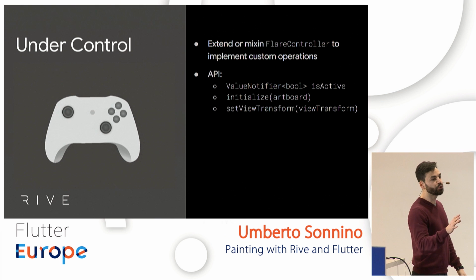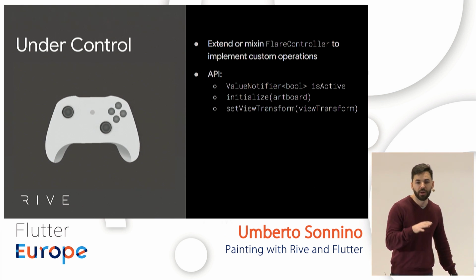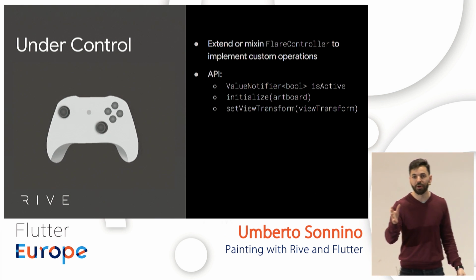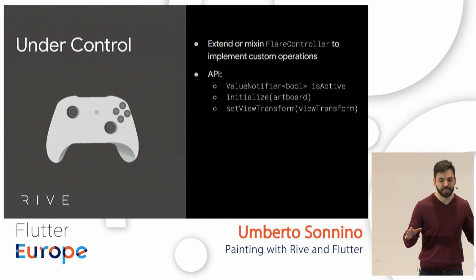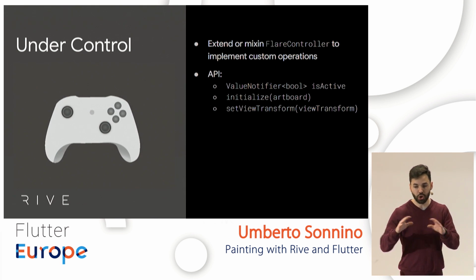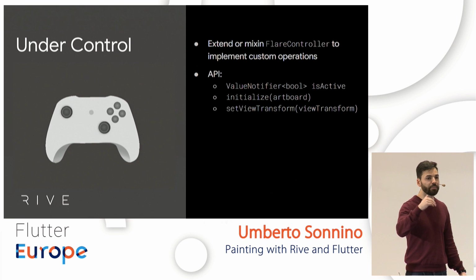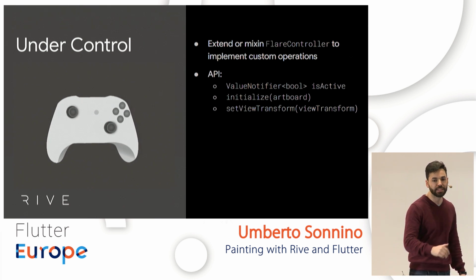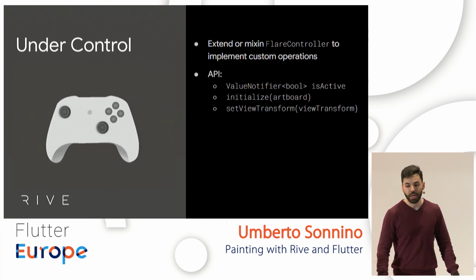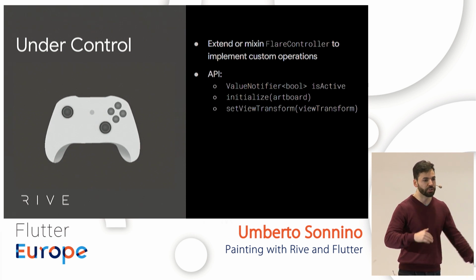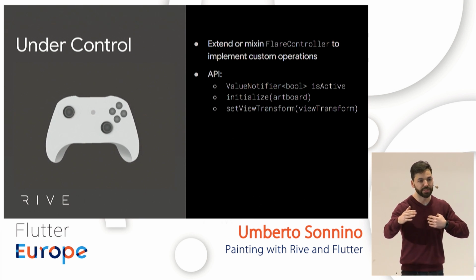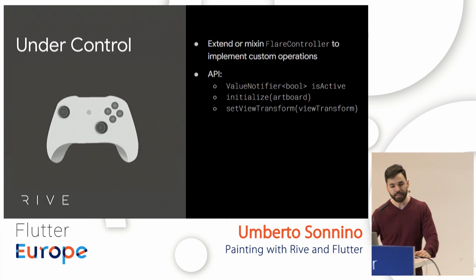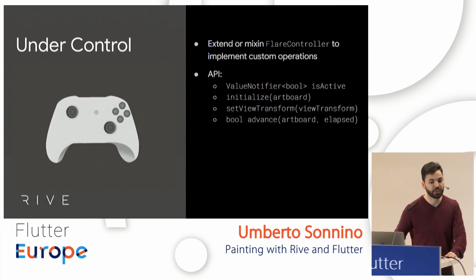Then there's a set view transform call, and for those of you in the crowd who are a bit familiar with the graphical engines, in this call, which gets called every time that the controller actually is advancing, so when the controller is active, we're going to relay the view transform so that we can move from one transform space to another. And then there's an advance call.